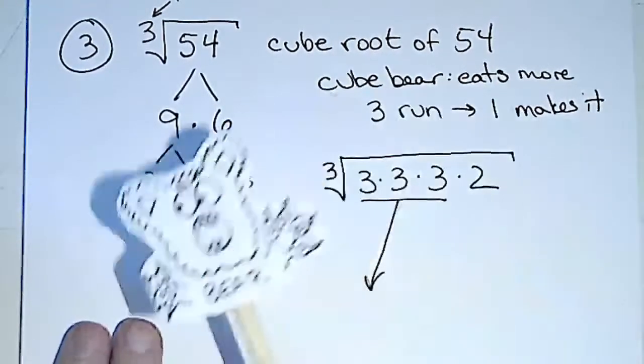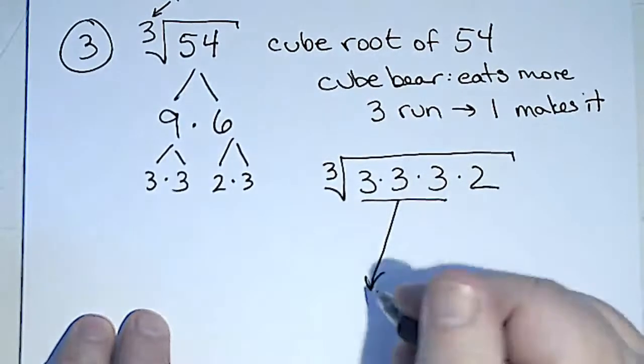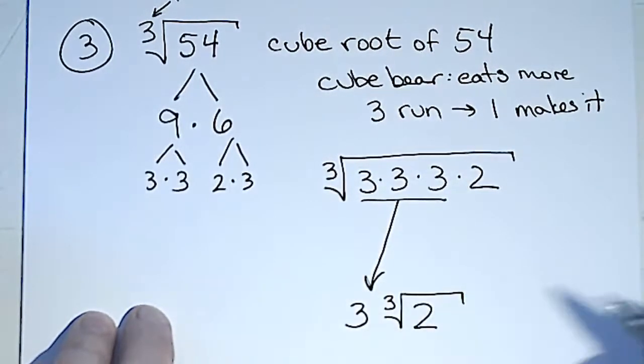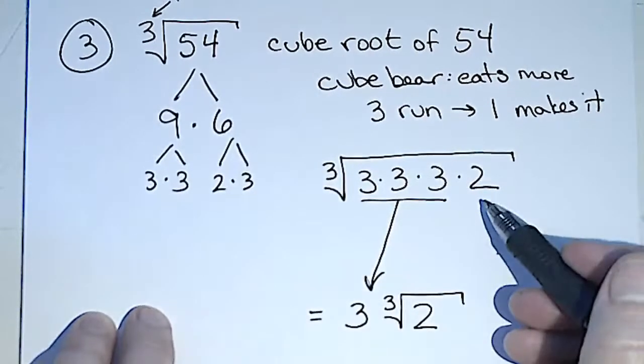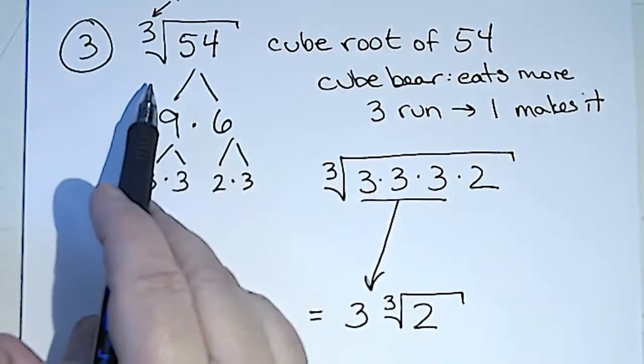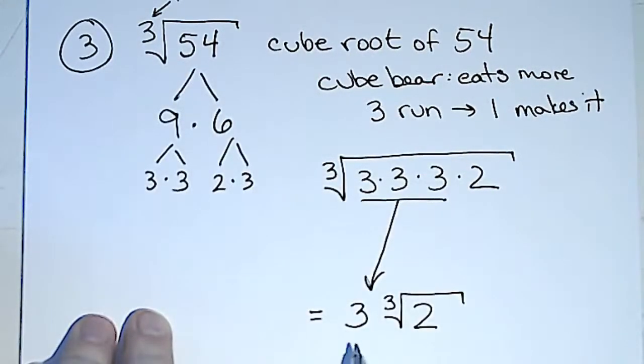Only 1 makes it out. And again, because 2 doesn't have any friends in the cabin, we leave it in. We say, don't worry about it. And this is the cube root of 54 simplifies to 3 times the cube root of 2. You did it. Woohoo. You're awesome. Yay, bear math.